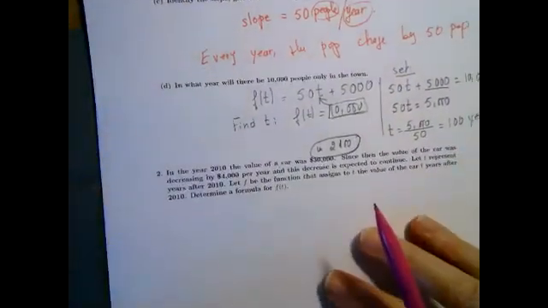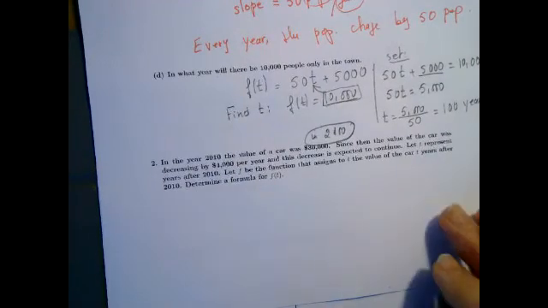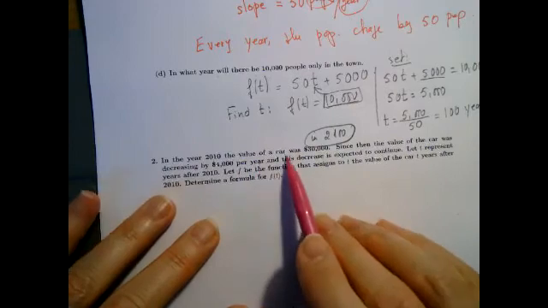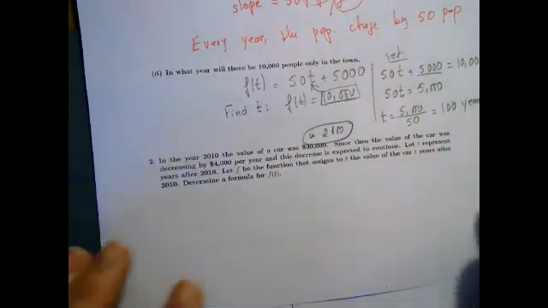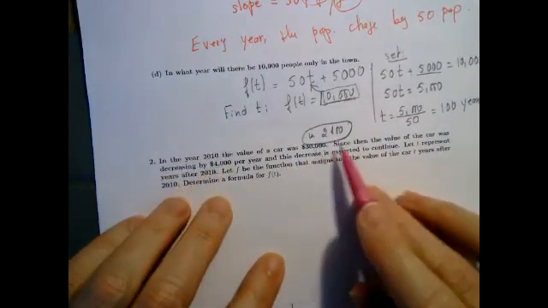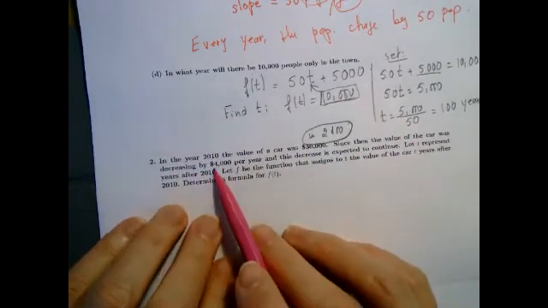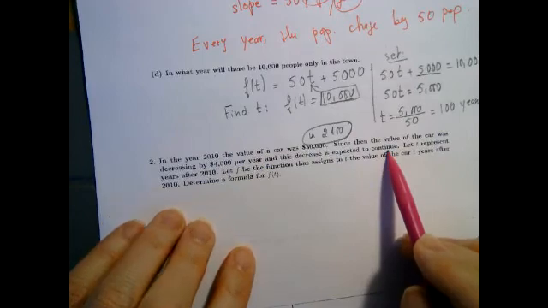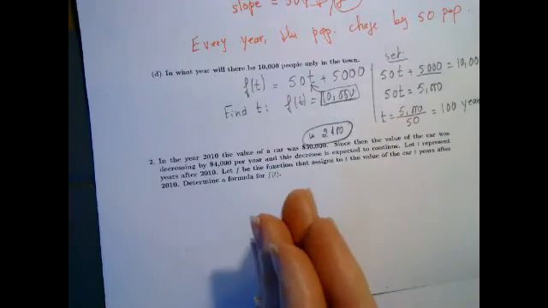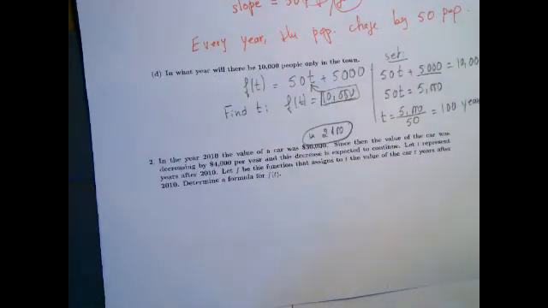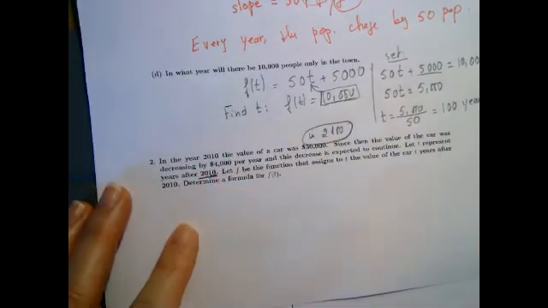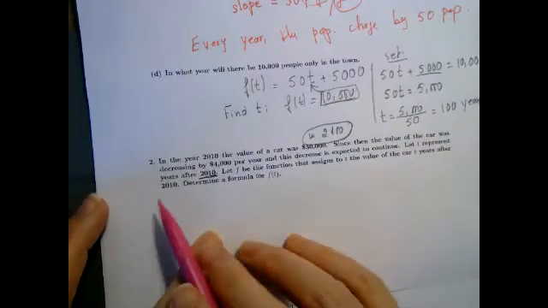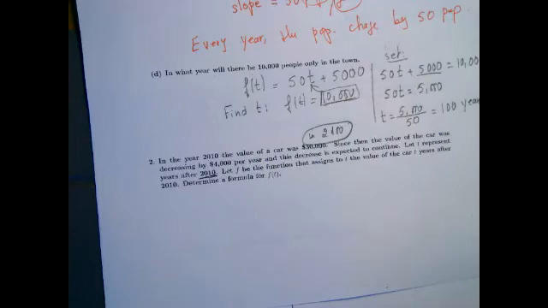Okay, number 2. It's along the same line, but let's see what it is talking about. In the year 2010, the value of a car was 30,000. So imagine like a small Toyota Corolla. That's the price of it. Since then, the value of the car was decreasing by 4,000 per year, and this decrease is expected to continue. So what do they mean by that? They expect it to decrease by 4,000 every year, and that this will continue. Let t represent time after 2010, and f is the function that is assigned to t, the value of the car, t years after 2010. The question is, find a formula for f of t.